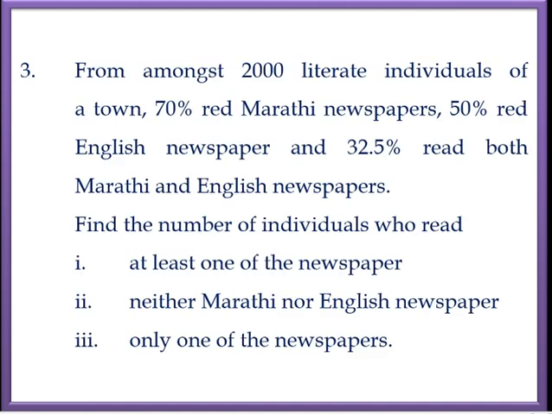Next one. From amongst 2000 literate individuals of a town, 70% read Marathi newspapers, 50% read English newspaper, and 32.5% read both Marathi and English newspapers. Find the number of individuals who read: number one, at least one of the newspapers; second, neither Marathi nor English newspaper; and number three, only one of the newspapers.